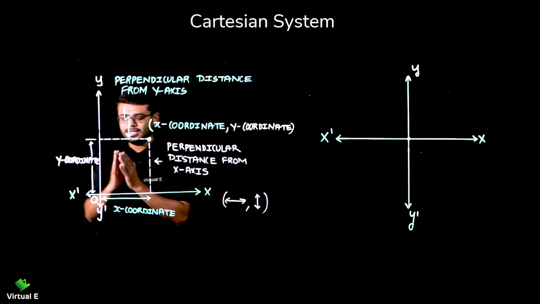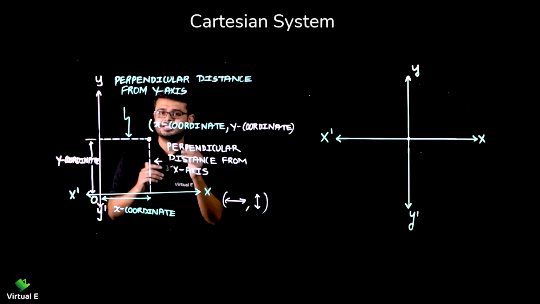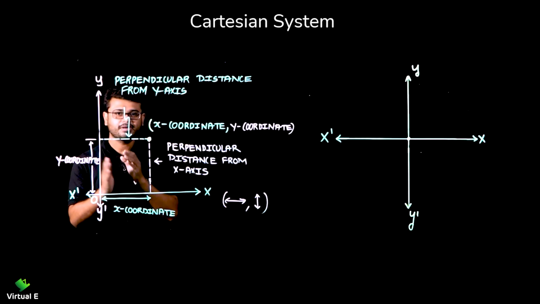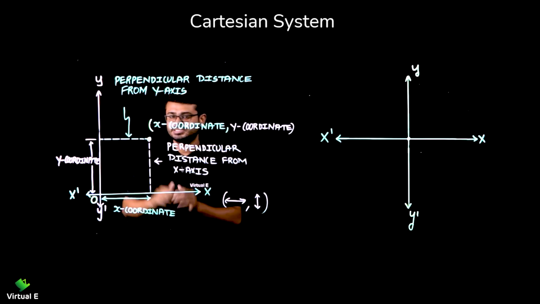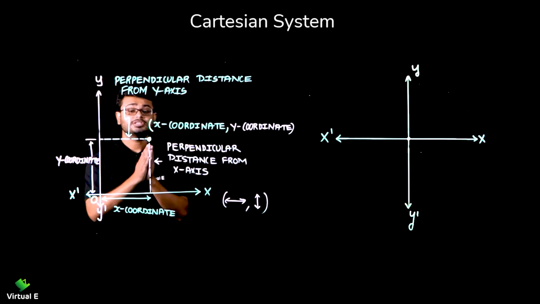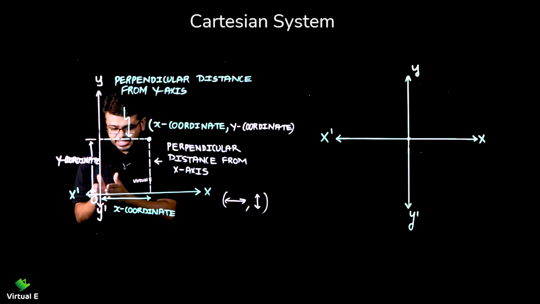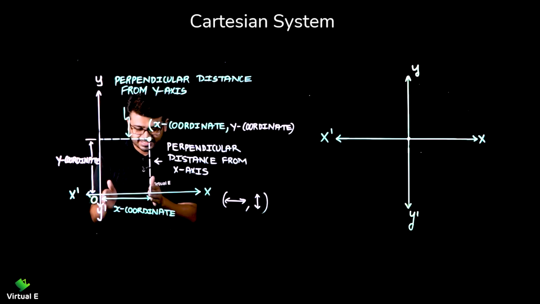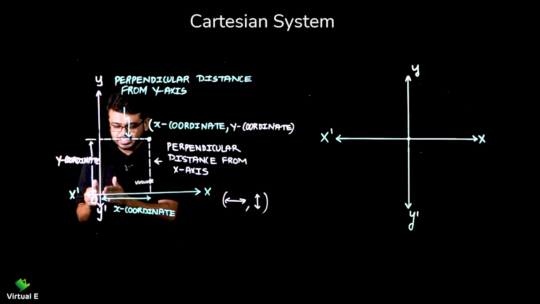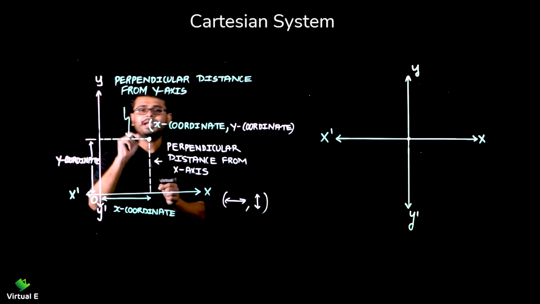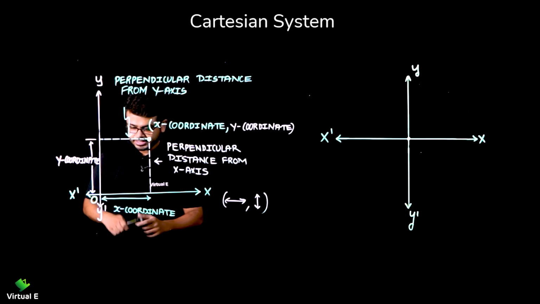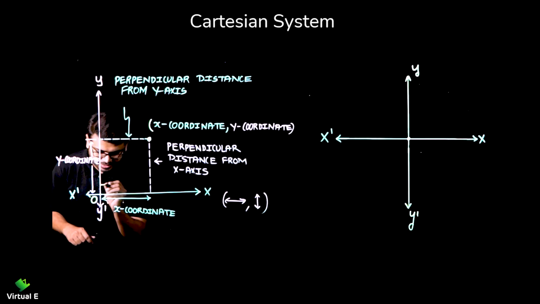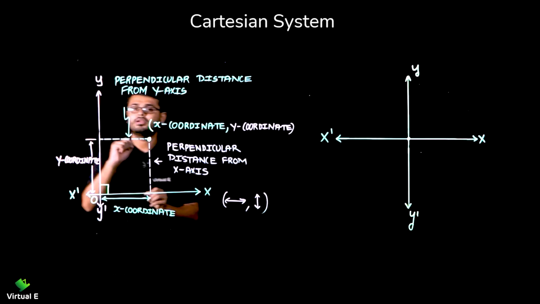This is again a 1 mark question asked many times: this is the perpendicular distance from the y-axis. Write the coordinates of the points. This is a very common question. So you can see, if you move on the x-axis, it means that you are moving in the perpendicular direction to the y-axis. Perpendicular means what? Making 90 degrees. Remember, this is always 90 degrees.